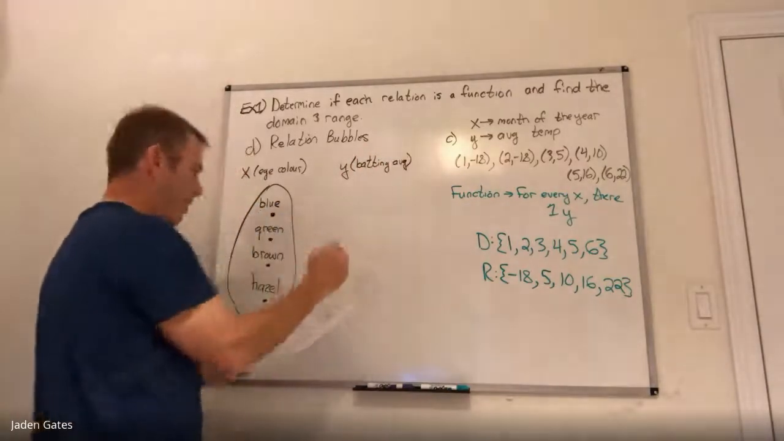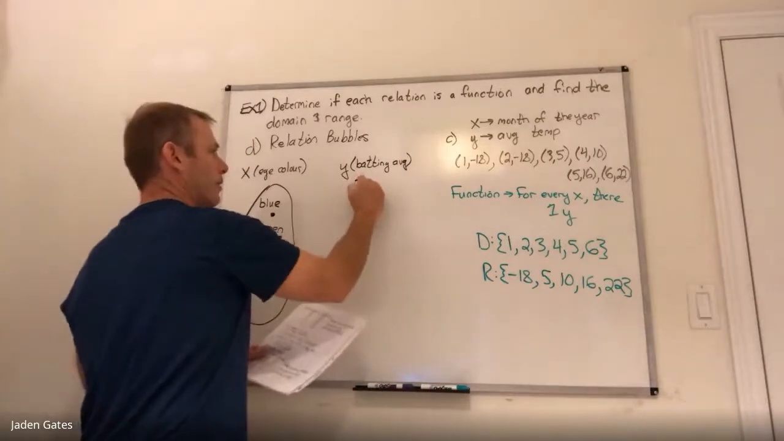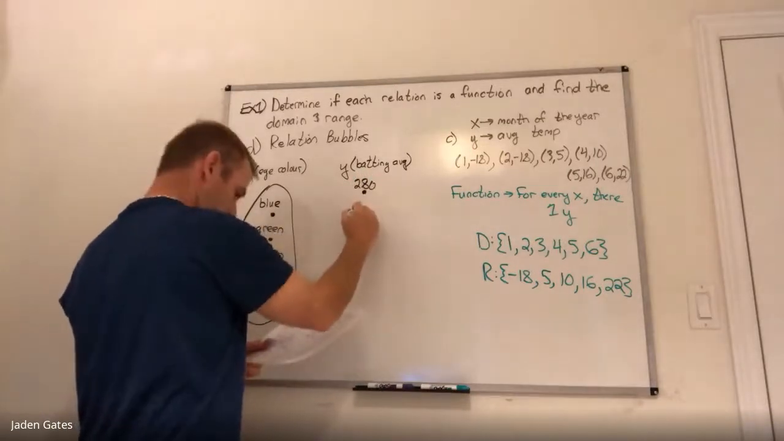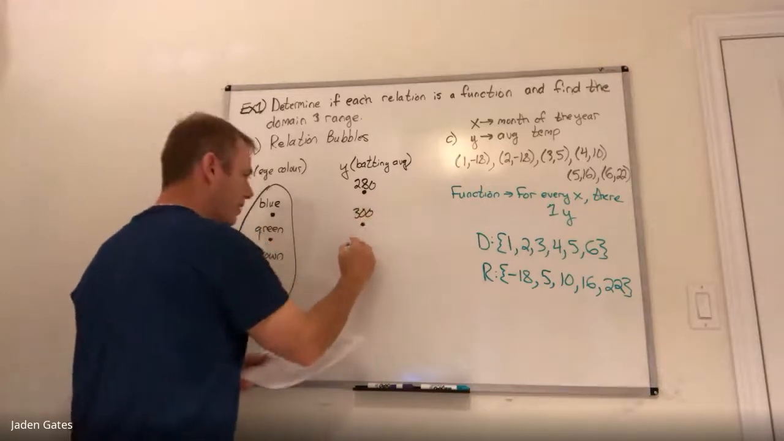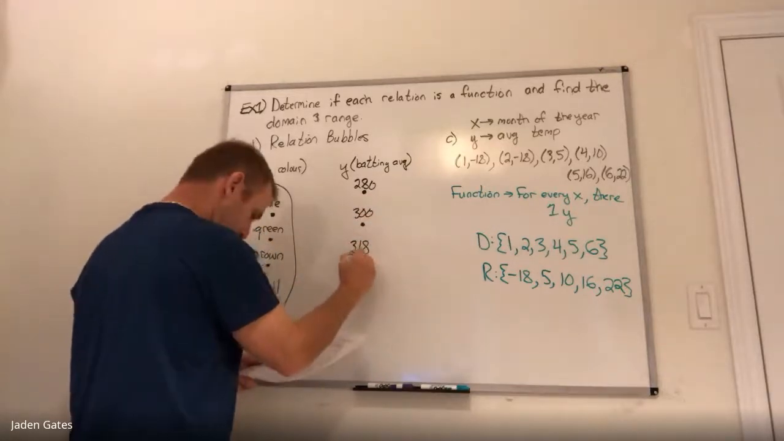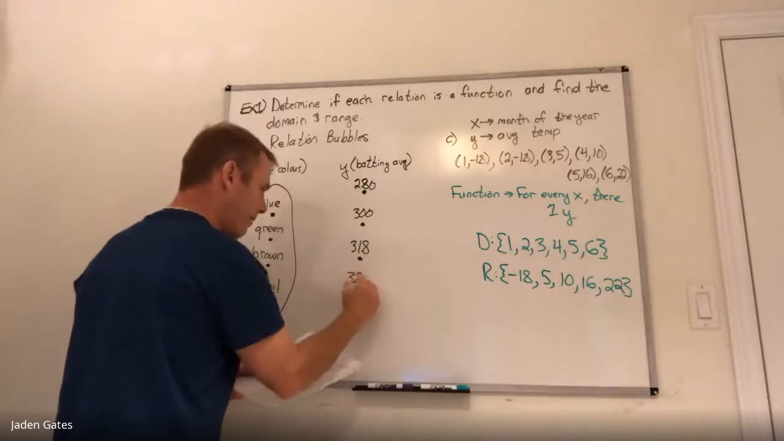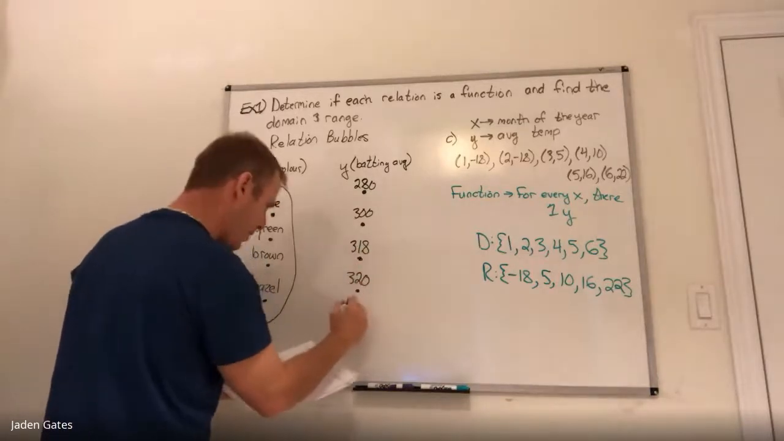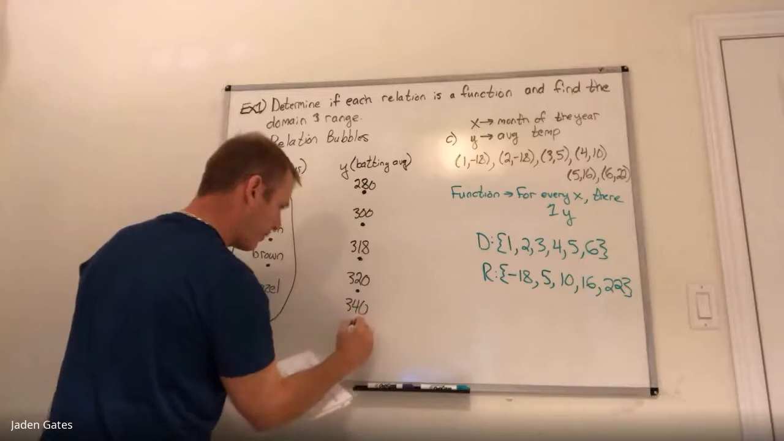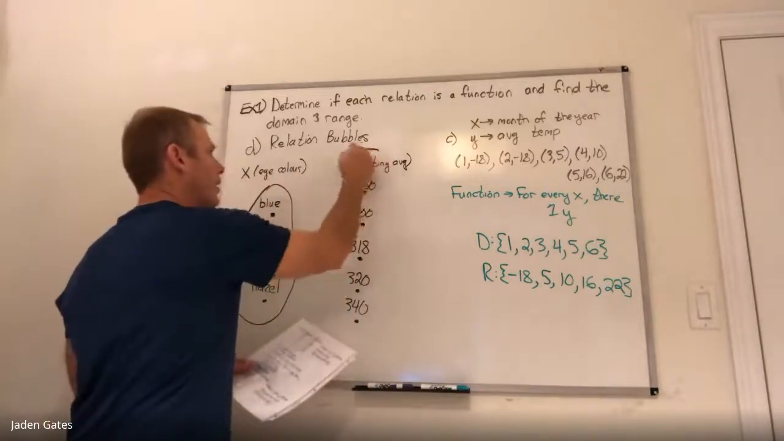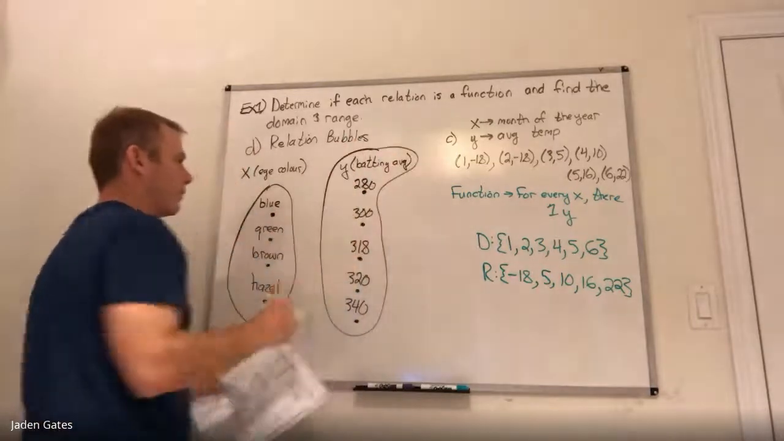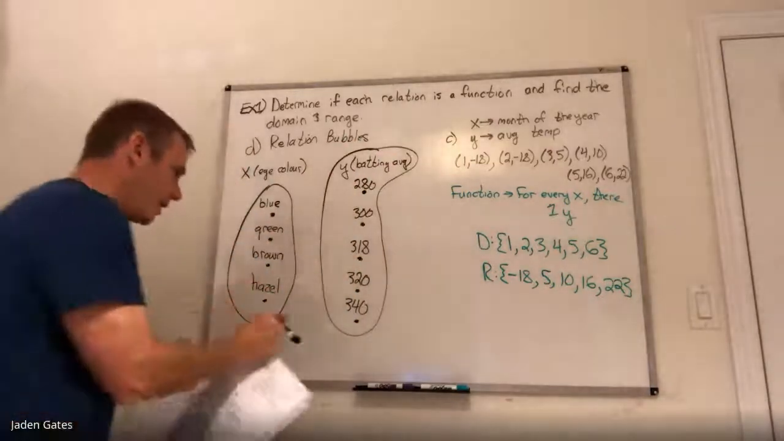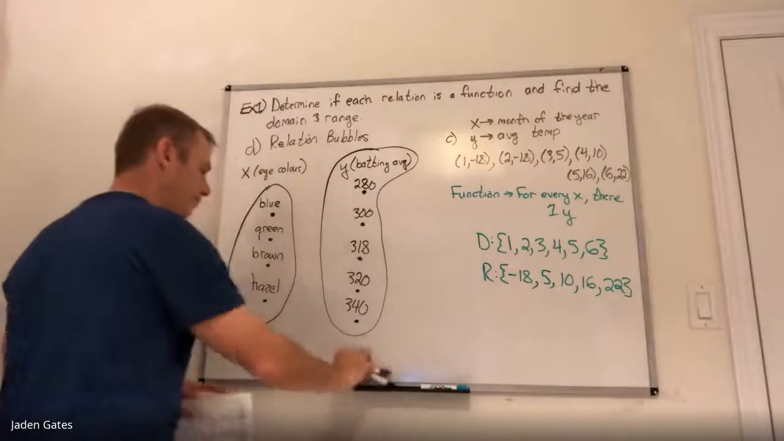All right, so we have a 280, not bad, 300, a 318, a 320, and 340 down here. All right, there we go. There's my nice bubble. And again, I got to connect the dots here, connect the lines.